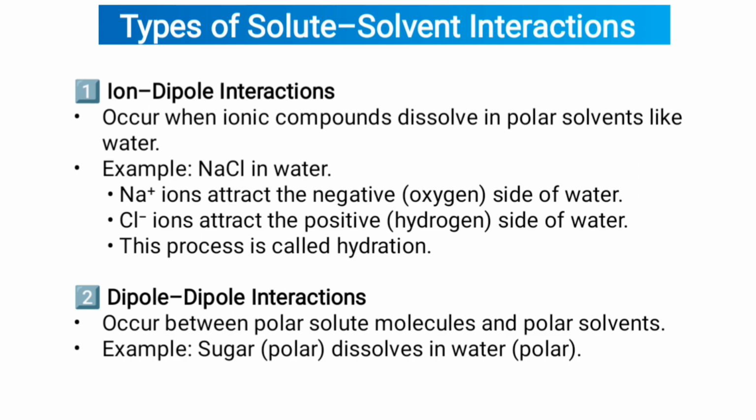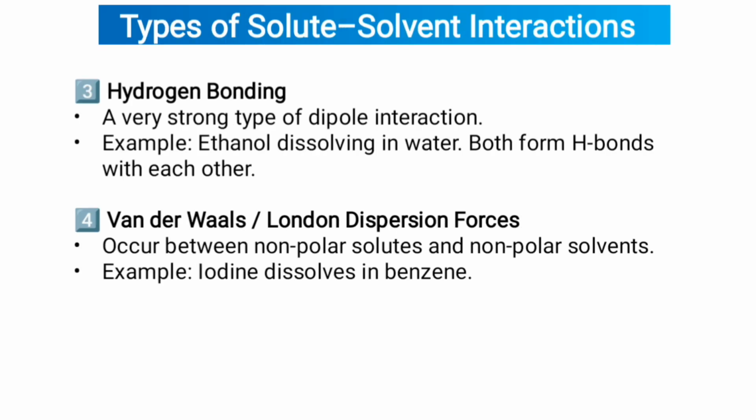Now, the second one is dipole-dipole interactions. It occurs between polar solute molecules and polar solvents. Example, sugar, which is polar, dissolves in water, which is polar. Now, the third one is hydrogen bonding, a very strong type of dipole interaction. Example, ethanol dissolving in water; both form hydrogen bonds with each other.